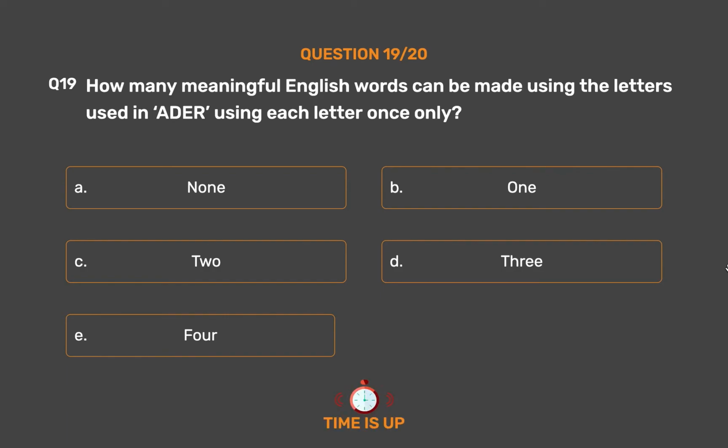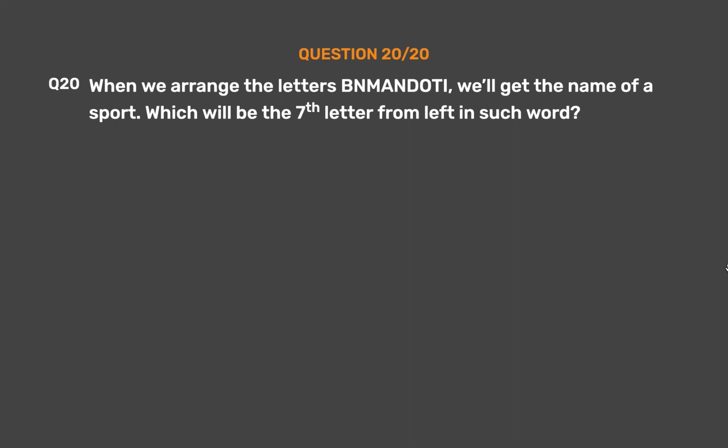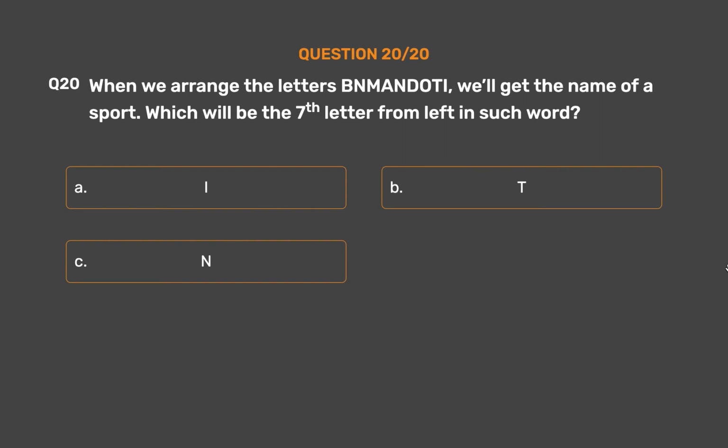The correct answer is option E. 4. Question number 20. When we arrange the letters Bmano Doti, we'll get the name of a spot. Which will be the 7th letter from left in such word? Option A. I. Option B. T. Option C. N. Option D. M.